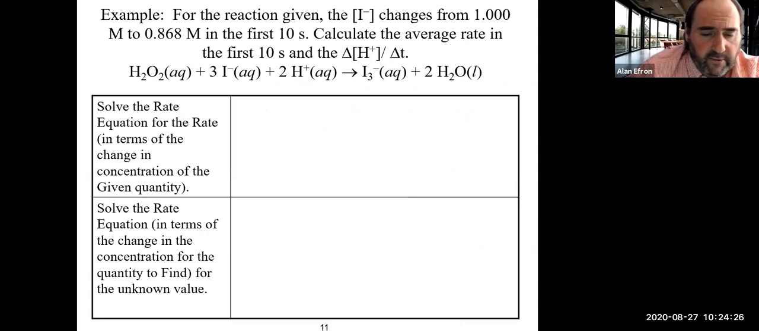So why don't we try one then? Why don't you take a couple of minutes here and actually do one that involves a calculation. For a reaction given, I minus is changing from 1 molar to 0.868 in the first 10 seconds. Calculate the average rate in the first 10 seconds and what the change in the concentration of H plus over the change in time is. So why don't you take a couple minutes here and try to see what you got, and then we'll talk about it.